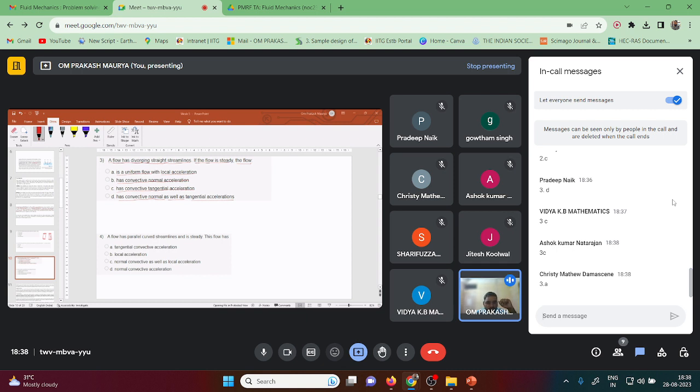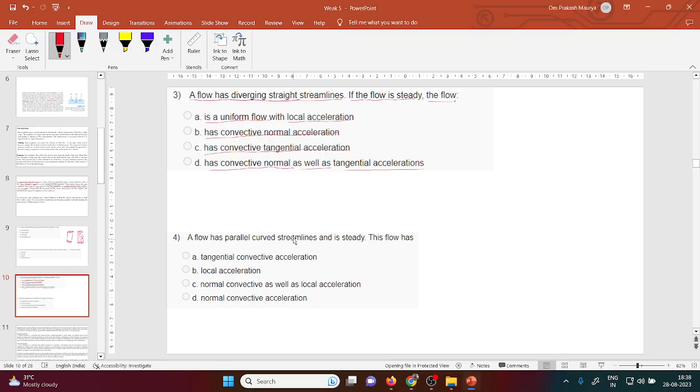Okay, Matthew is telling the option number A is correct. Ashok is telling option C. Okay, let me explain. Then we'll go to question number 4. Okay, let us assume a pipe flow.